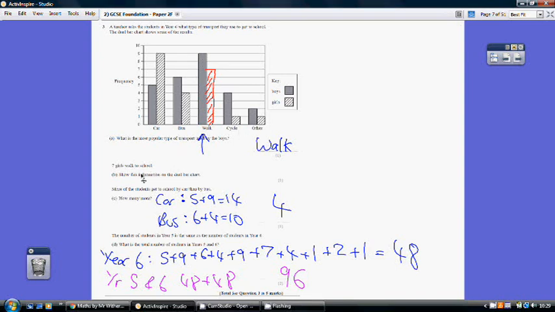Part B. 7 girls walk to school. Show the information on the dual bar chart. So here's where we're going walking. For the girls, we're using this striped format. We need to go up to the number 7.